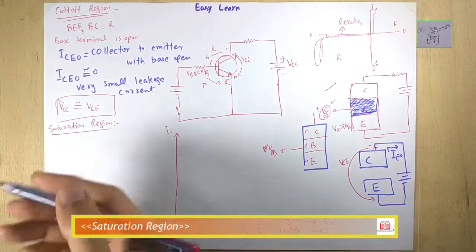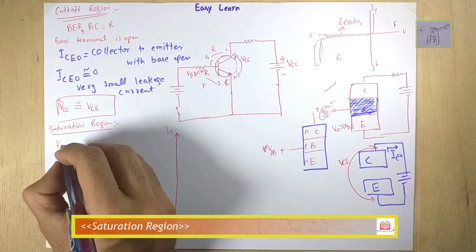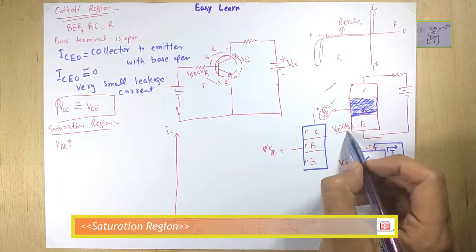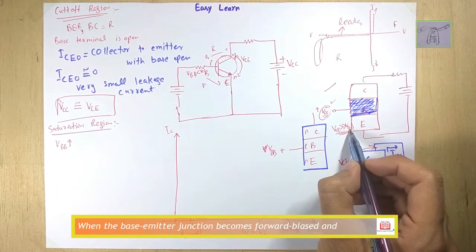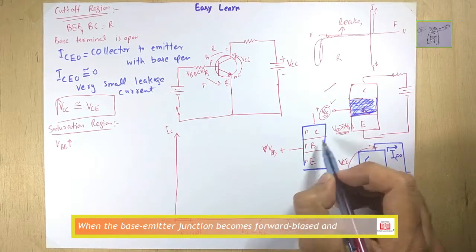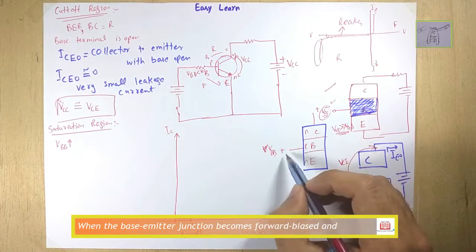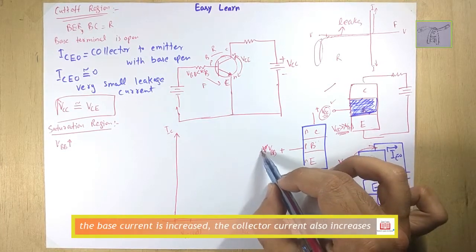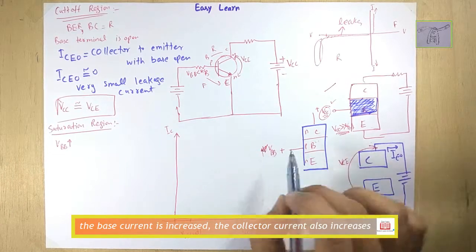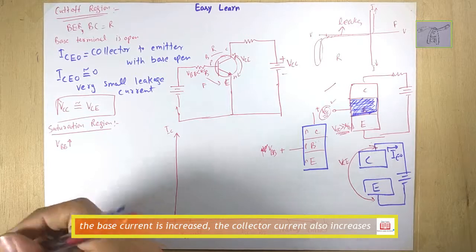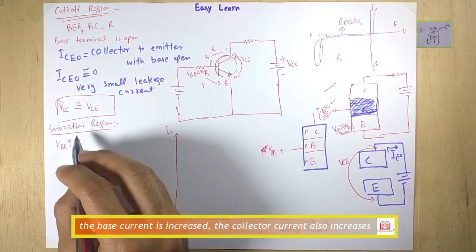So let's start from this normal region, when VCC is greater than VBB. Now let's discuss that we are going to increase VBB. In the active region VBB is much lower, so that's why the junction is in reverse bias. Now I am trying to increase VBB and let's see what happens.